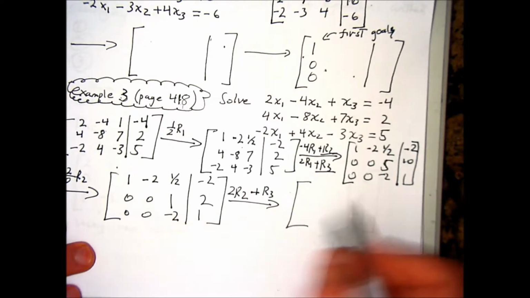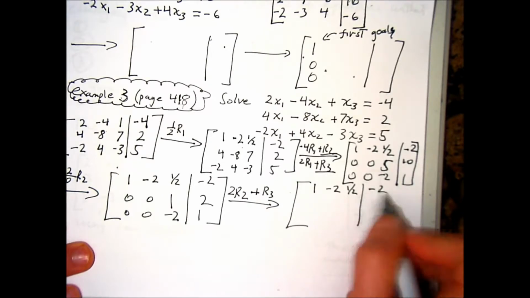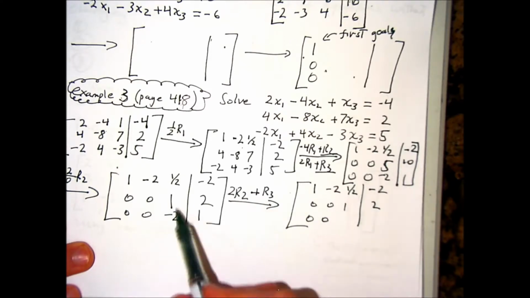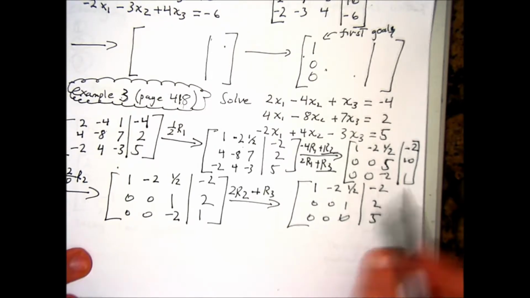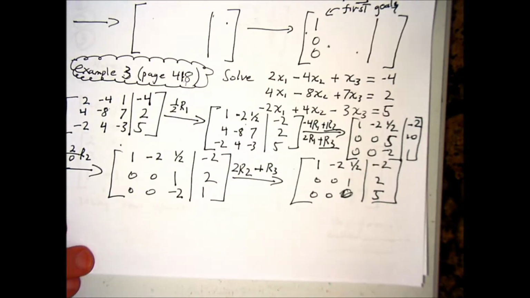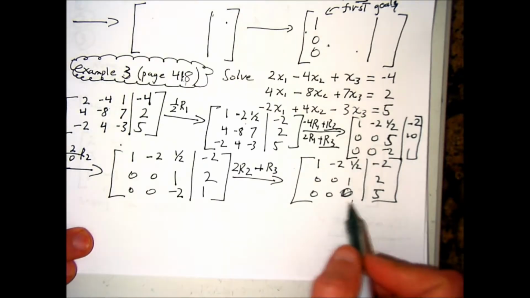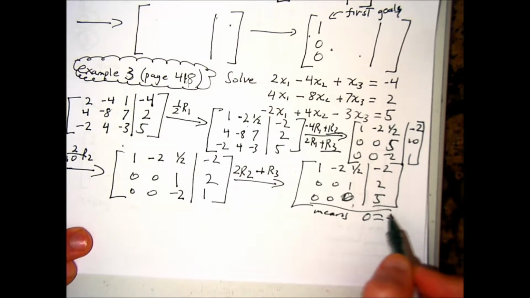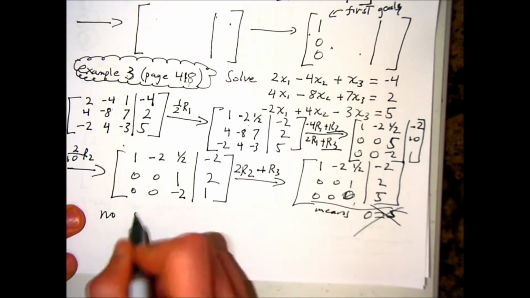So then we have 1, -2, 1/2, and -2, 0, 0, 1, 2, 0, 0, and then 2 times row 2, so that's going to make this a 2. Add it to row 3 makes this a 0, makes this a 5. Alright, so what's our solution? Well, our solution is that there's no solution. So I shouldn't have been saying that there's a solution, because you got to wait till the end. And since this is saying zero equals 5, that makes no sense. So no solution.